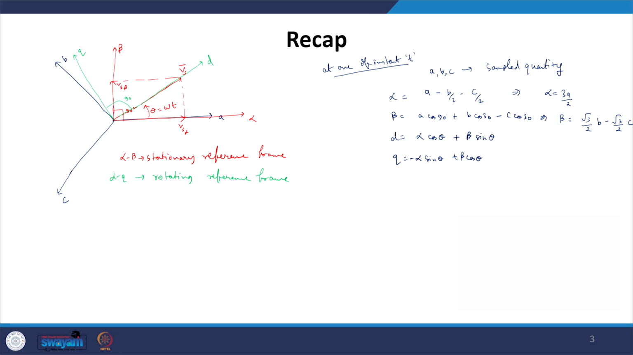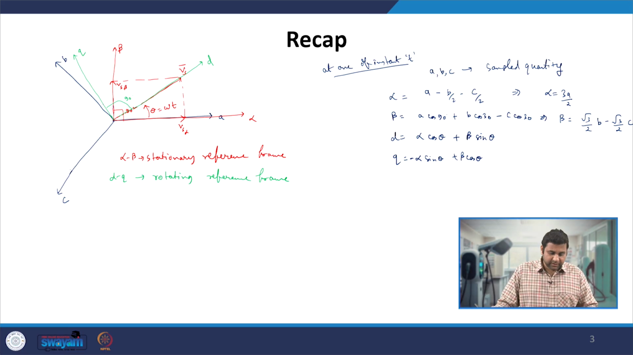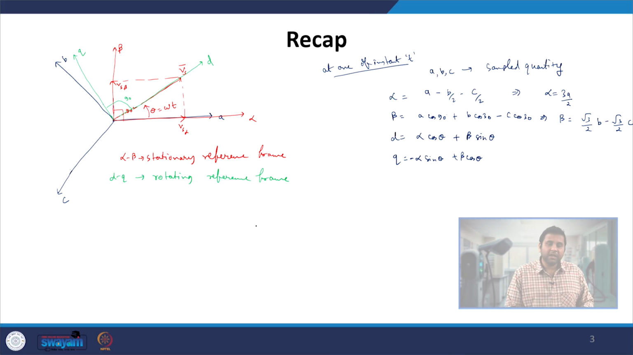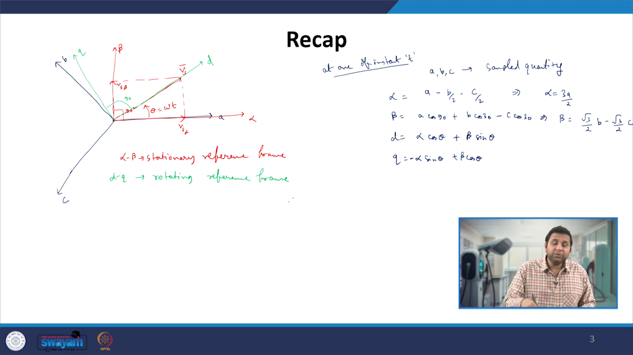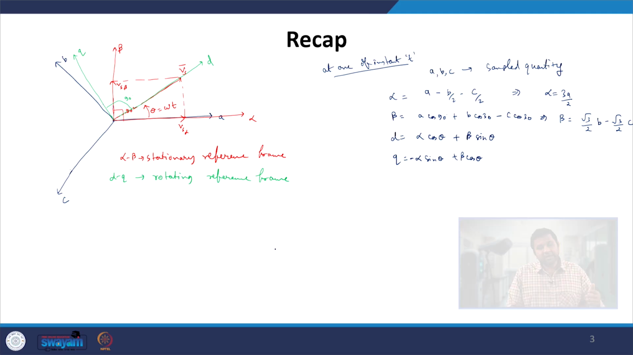Similarly, we have defined another reference frame, which is the rotating reference frame. Why the name rotating? Because we have assumed that the rotating reference frame is aligned along the space vector, which itself is rotating with speed omega. The d means direct axis and q means quadrature axis; they are 90° apart from each other, and the d axis is aligned along the space vector during the entire operation of the converter, or the entire line cycle of the voltage or current variation.